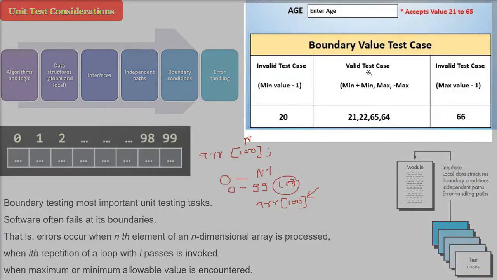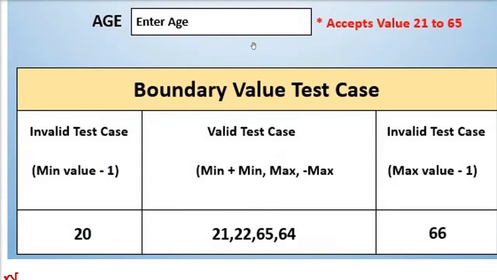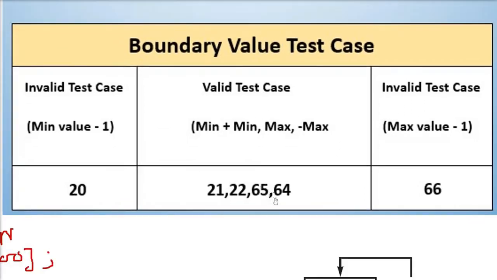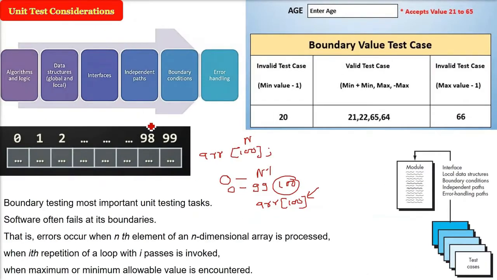I'll give an example. If you are entering an age and the limitation is 21 to 65, there can be multiple test cases you are going to write. For an invalid test case, if somebody puts 20, there will be an error, and it should show the error. Another invalid test case is 66, because it cannot go beyond 65. And the valid test cases are in between, like 21, 22, 64, 65.